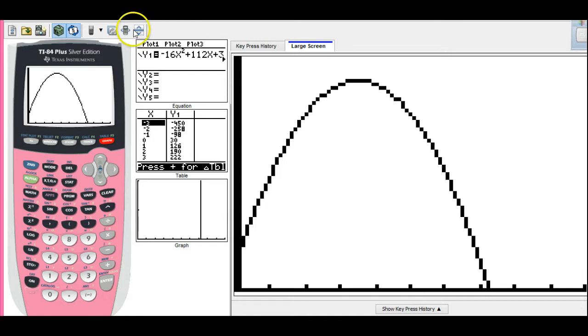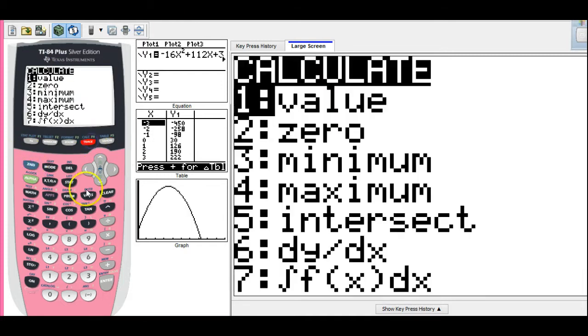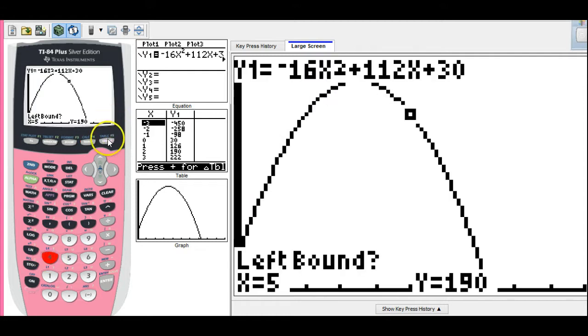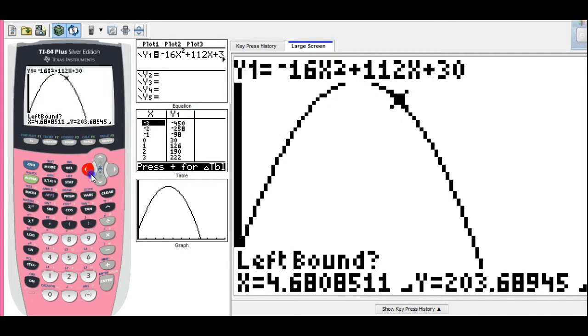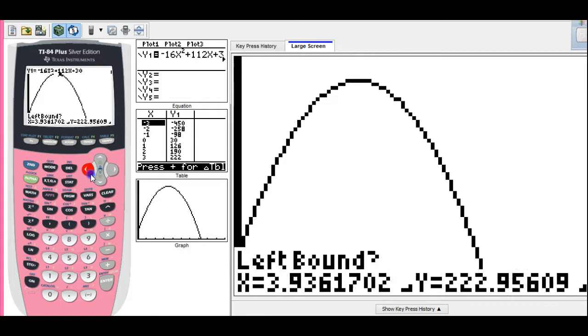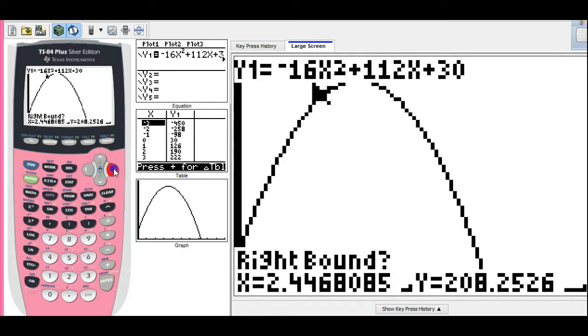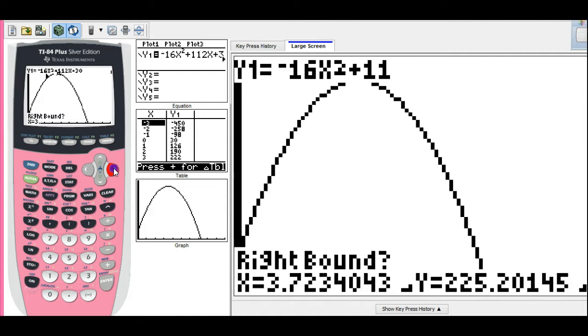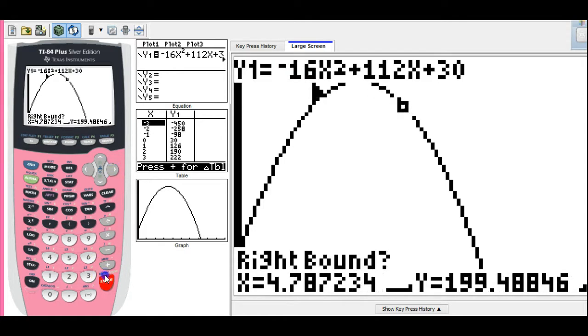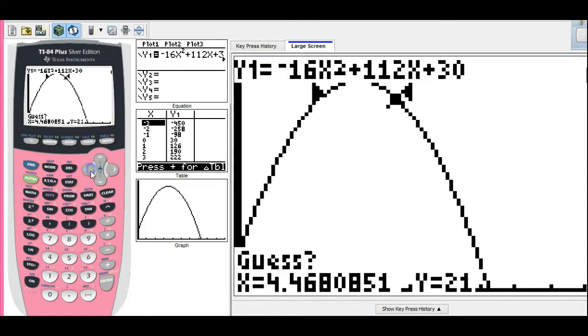Okay, so now we want to find that maximum height. So I'm going to go second, calculate, and I want to find my max, so that's 4. Left bound, we've got to get to the left side, and we hit enter. Right bound, I'm going to get over to the right side, hit enter. And our guess is going to be in the middle.